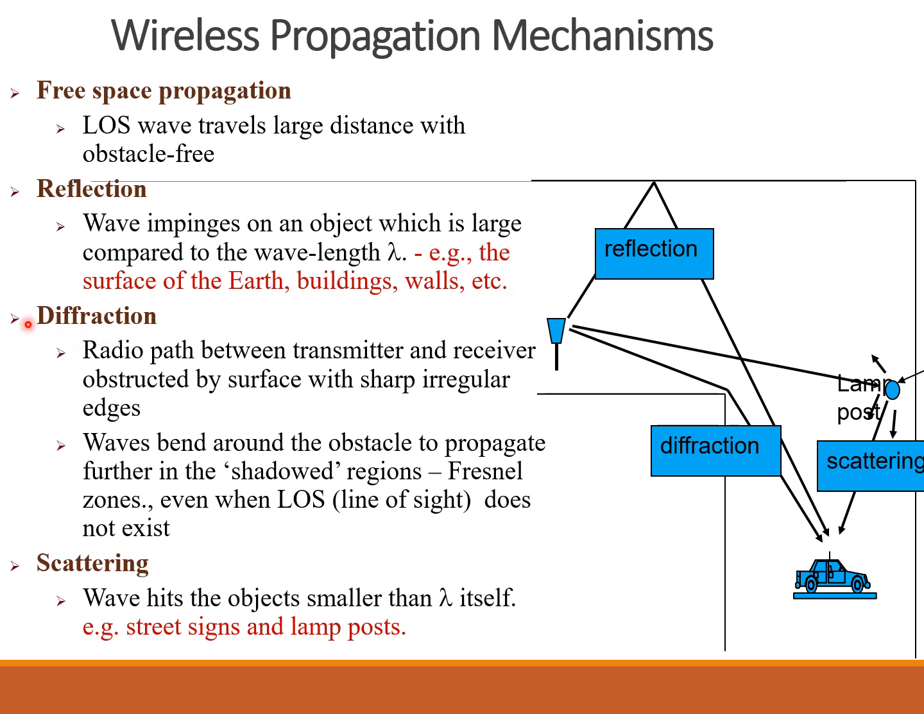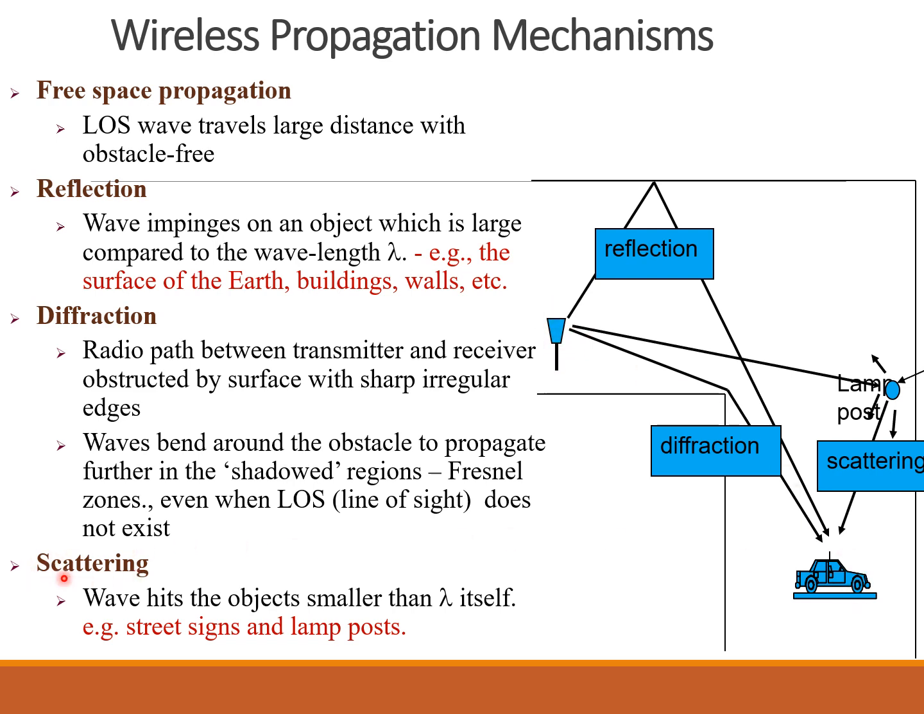Now comes diffraction. The radio path between the transmitter and receiver is obstructed by a surface with sharp irregular edges. In that case, waves bend around the obstacle to propagate further into the shadowed region, which you call Fresnel zones. See here, the signal gets diffracted by this sharp edge and reaches the car. Even though the line of sight does not exist from the transmitter to the car, the signal from the transmitting antenna reaches the car.